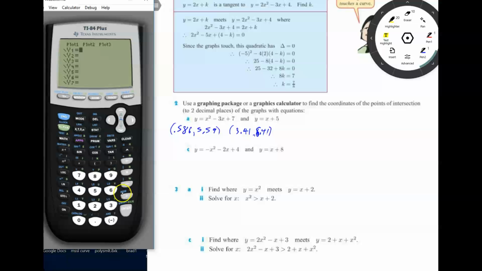Okay. Negative x squared. Now remember, when you press negative, make sure you use this one here, not minus. Okay, they're different. Whenever you have a leading negative sign, you're going to have to use the negative sign. Negative x squared minus 2x plus 4. And then the next function is going to be x plus 8. Graph.